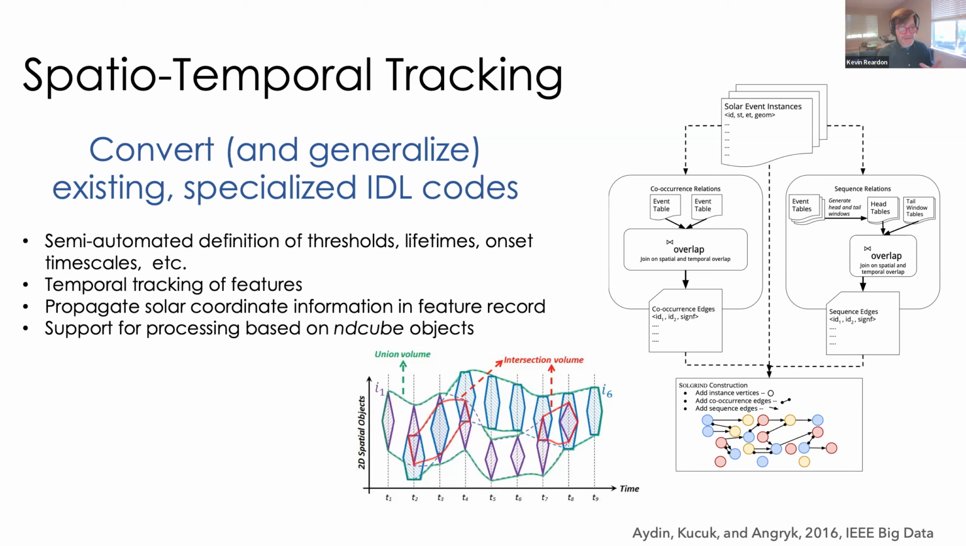And a big one will also be, we can identify these structures in the pixel framework pretty well, which pixels had a feature at a certain time. It would be very nice to propagate the solar coordinate information in the record of the feature. And one way to do that is to allow this spatio-temporal tracking to occur on an ND cube object, which carries that coordinate information with it.